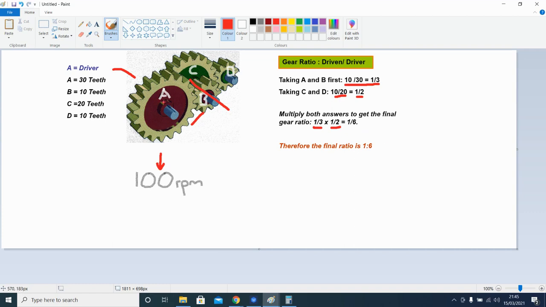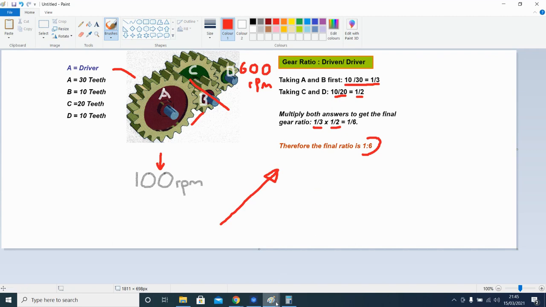So, for example, if A was going at 100 revs per minute, that would be our input speed. What would be our output speed? Well, it's 6 times faster than that. So therefore D over here is traveling at 600 RPMs, rotations per minute, 6 times faster. So a very big increase in output speed in that compound gear system there.